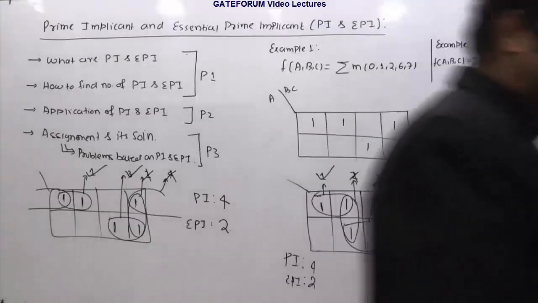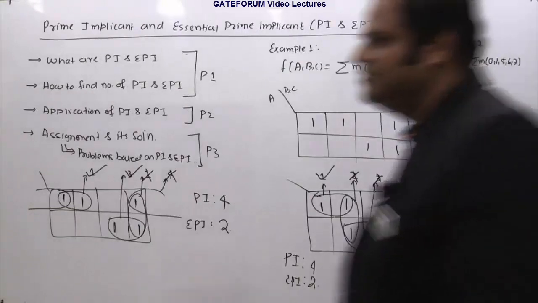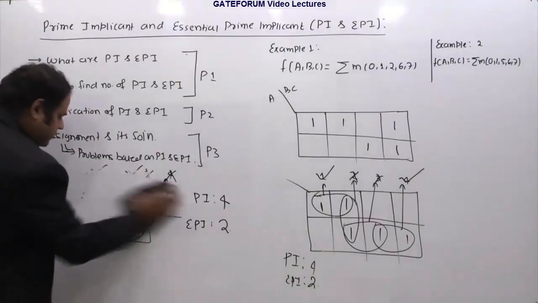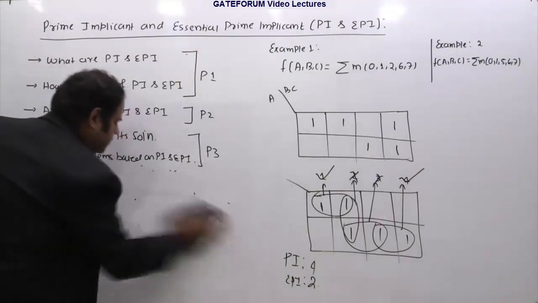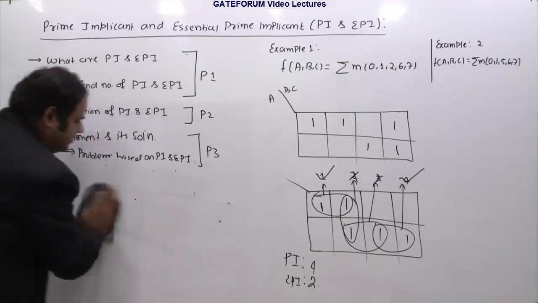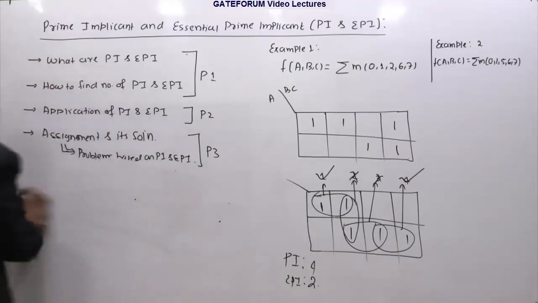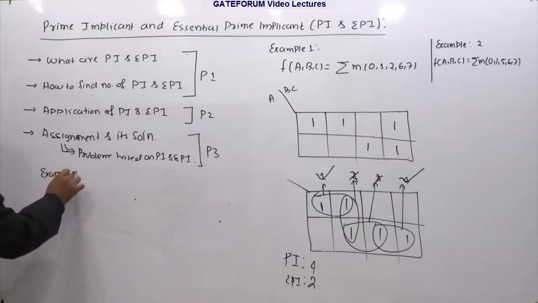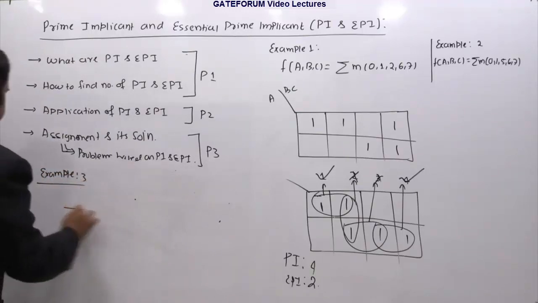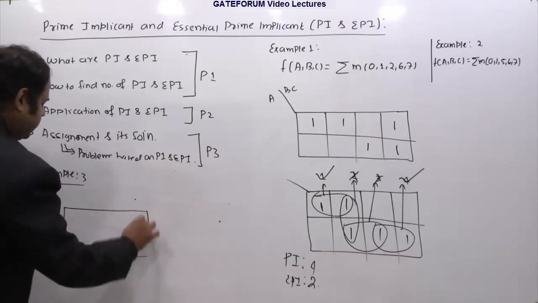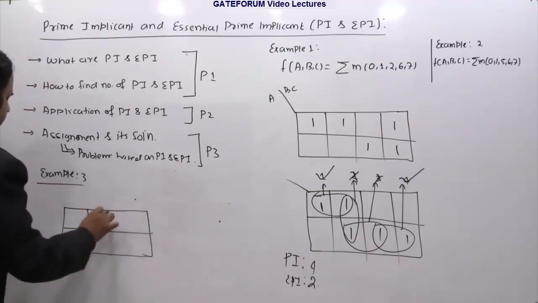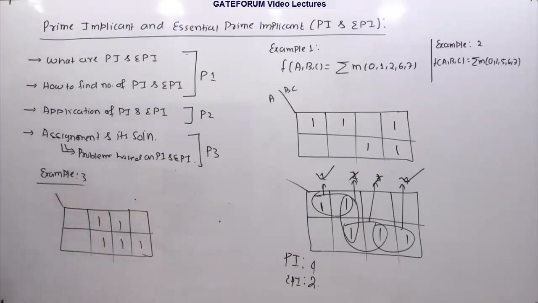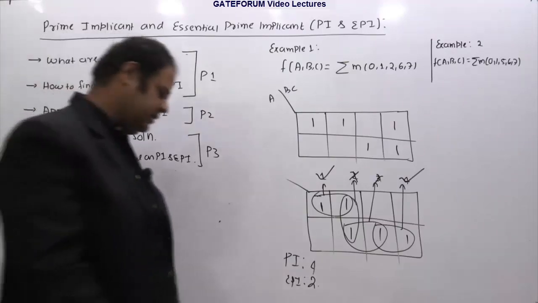Okay, having said this, now let me take one more example, which is example 3. In example 3, I am not giving the mean terms. Now directly let me give you the map itself, and my question is to find how many PI and how many EPI there are. Okay, so this is the map given, and the question is to find the number of PI and the number of EPI.